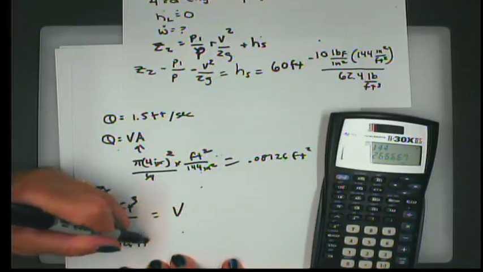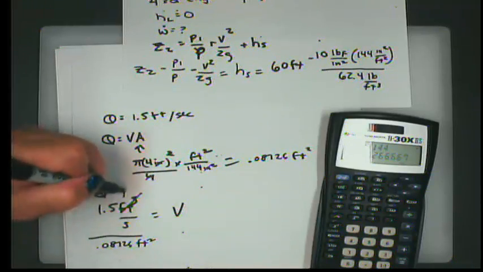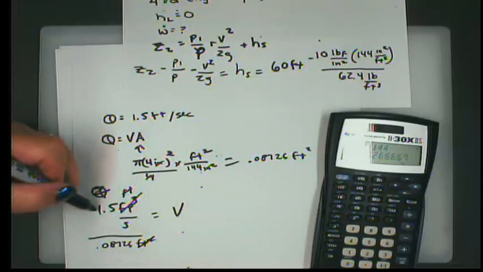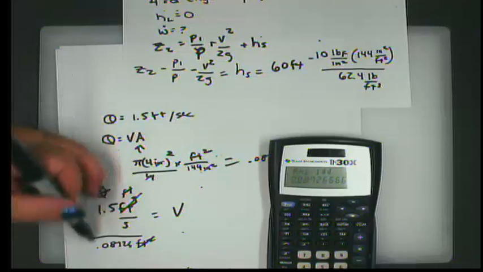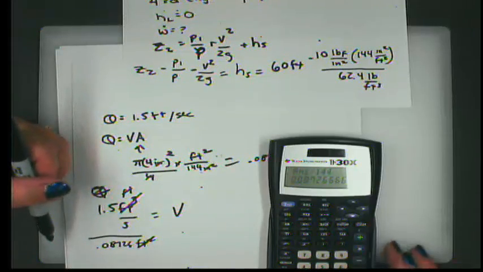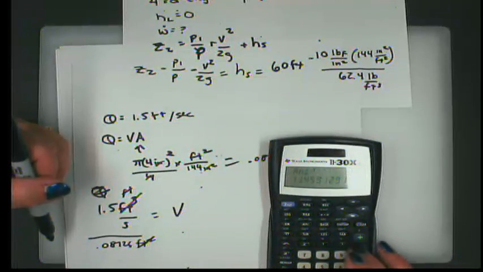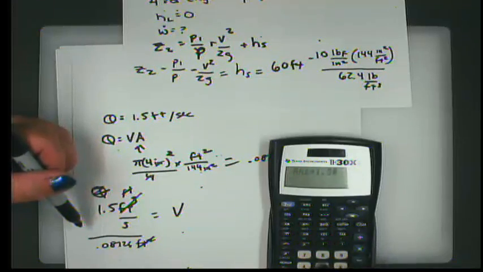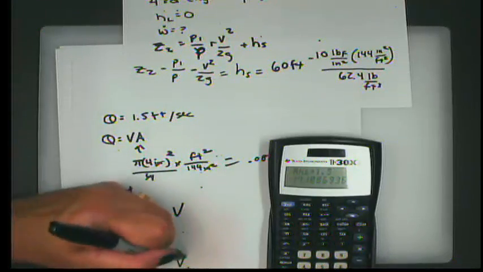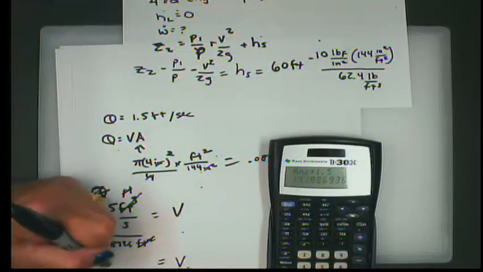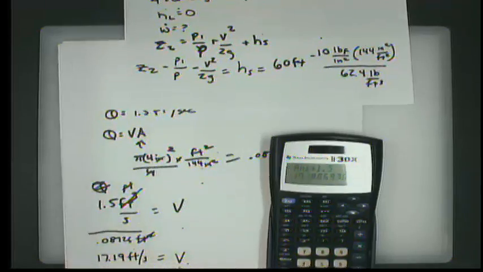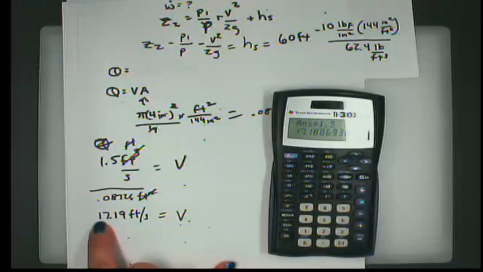0.08726 feet squared. Feet cubed cancels to feet against this. So if I take 1.5 and divide it by that value, take 1 over that number and multiply it by 1.5. I get that my velocity of the water coming out of the hydrant is 17.19 feet per second.